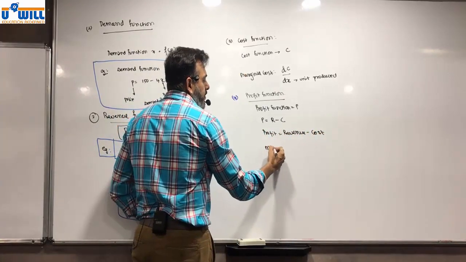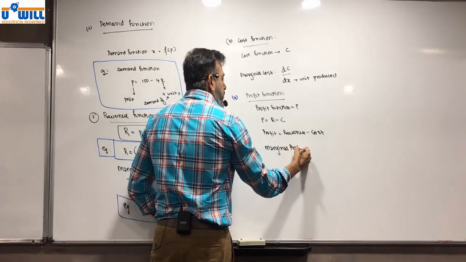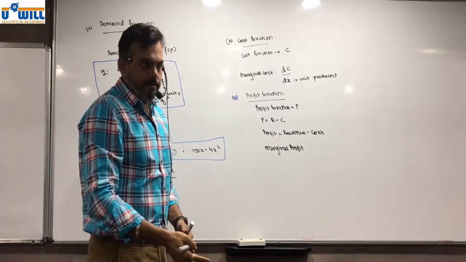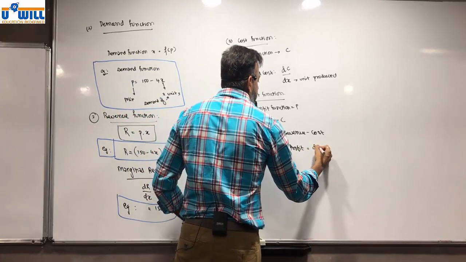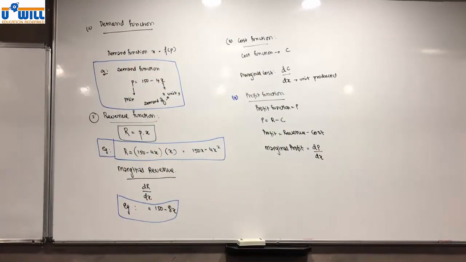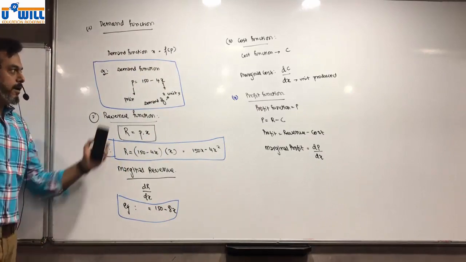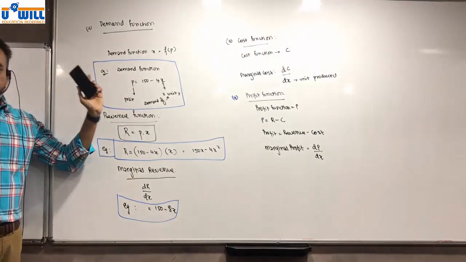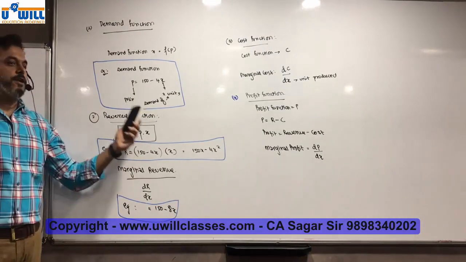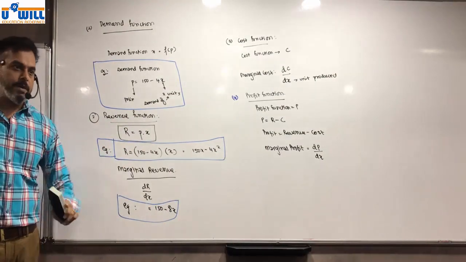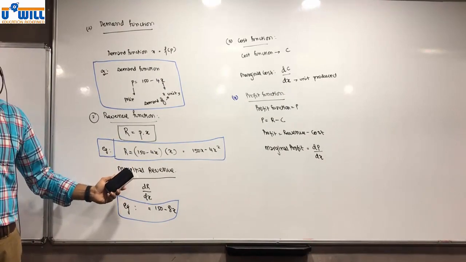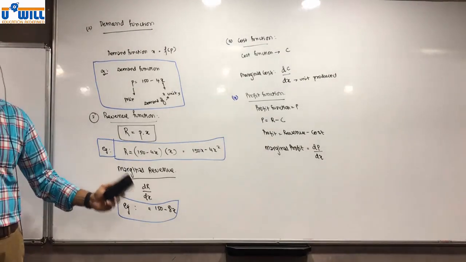If I want to find out marginal profit, meaning with every increase in unit, what is the increase in profit? Marginal profit is equal to the derivative of P with respect to X. Once again, the demand function will be given in the exam, so do not worry about it, but you should know what the revenue function is. Revenue function is demand function into X, P into X or X into P. You remember this: anything marginal is the derivative of that function. Understood this? First order derivative of that function.